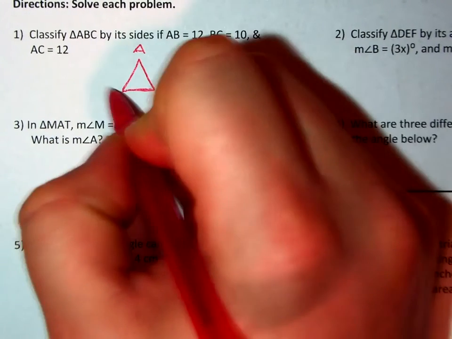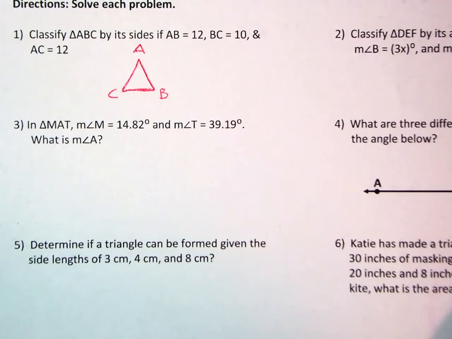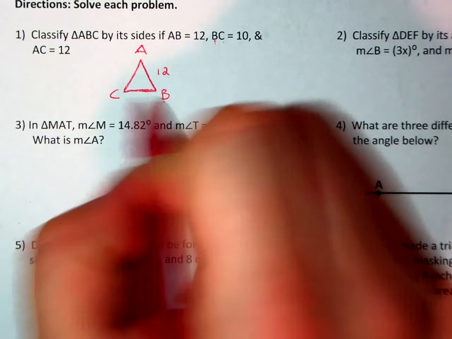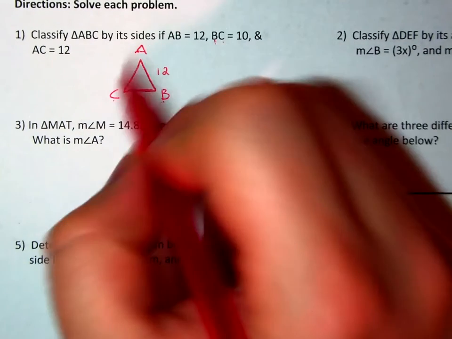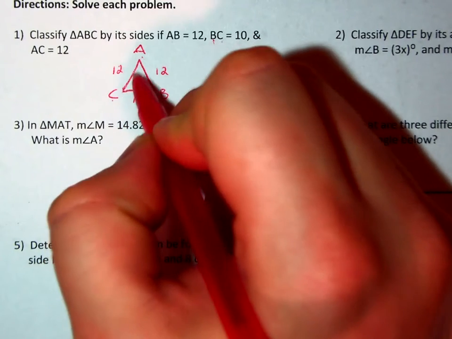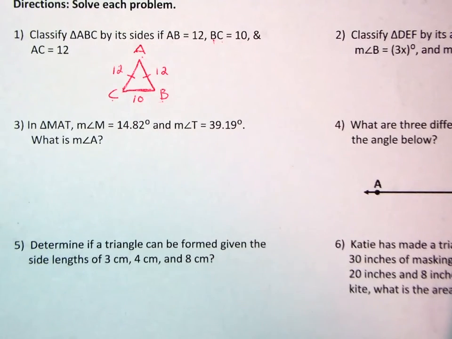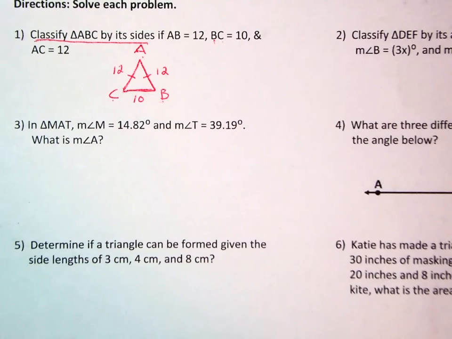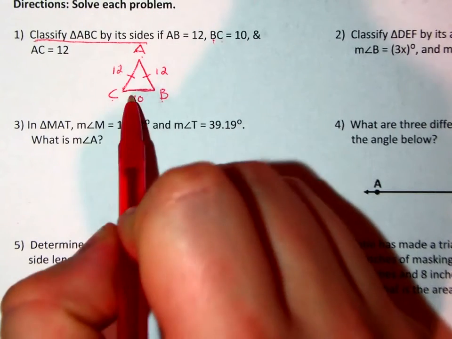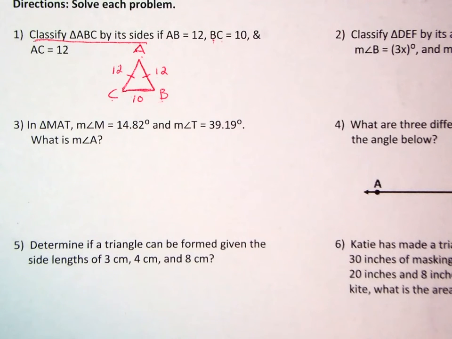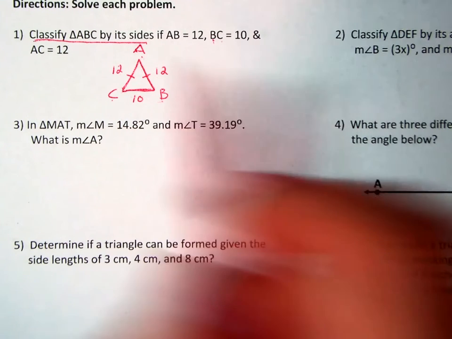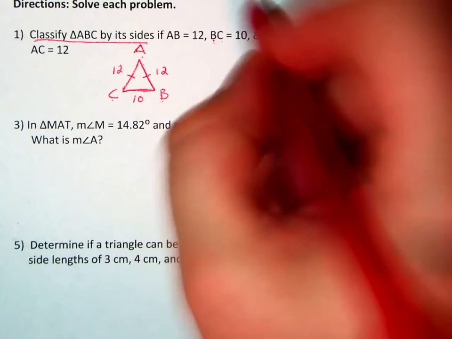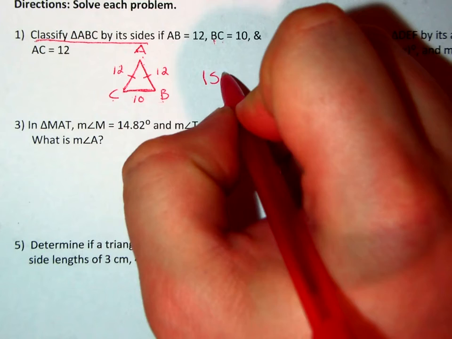A, B, C. And our information tells us that AB is 12 units long. BC, so from B to C, is 10 units long. And AC is 12 units long. Now we are classifying the triangle by its sides. As we discussed in class, that means I need to look at the sides, and what do the side lengths of this triangle tell me about its type? Well, I have two side lengths that are the same. That can only be one possible type of triangle. That is an isosceles.